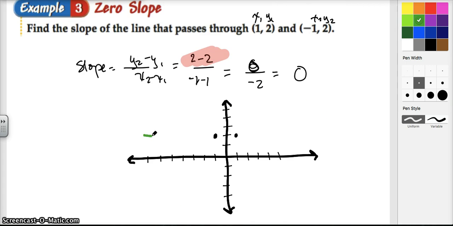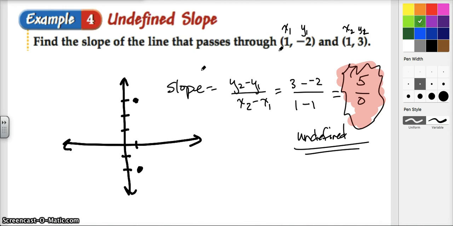Graphing example number 3, I graph those 2 points and a horizontal line emerges, and so this is when our slope is 0. We get a horizontal line. And finally, when we're graphing an undefined slope, notice I put the 2 points here, 1, negative 2, and 1, positive 3, we get a vertical line. A vertical line is an undefined slope.